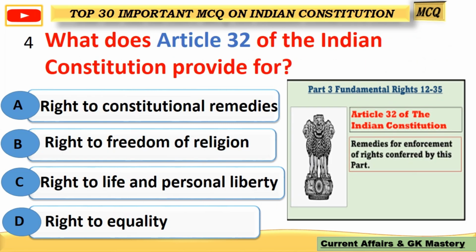Next, what does Article 32 of the Indian Constitution provide for? A. Right to constitutional remedies. B. Right to freedom of religion. C. Right to life and personal liberty. D. Right to equality. Correct answer is A. Right to constitutional remedies.